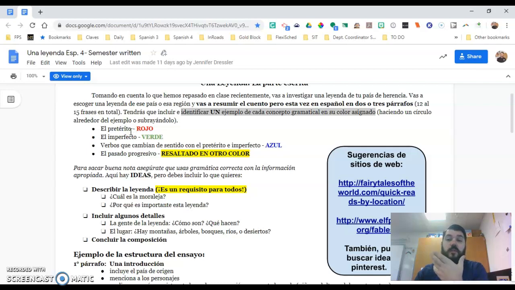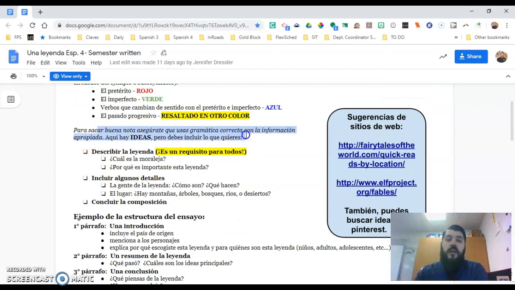You are going to mention preterite, so it's going to be in red. Imperfect will be in green. Verbs that change meaning between the preterite and the imperfect, so tener, tuve versus tenía, you're going to do in blue. And then past progressive, maybe highlighted or just at least a different color.